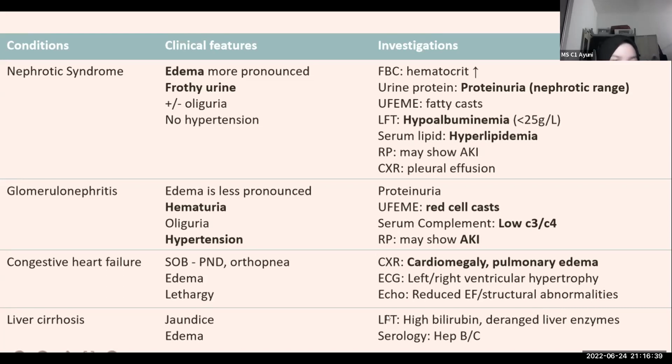And liver cirrhosis, the patient may present with jaundice or edema, and liver function test may show deranged liver enzymes and high bilirubin. And serologically, this patient might have Hep B or Hep C. That's all from me.